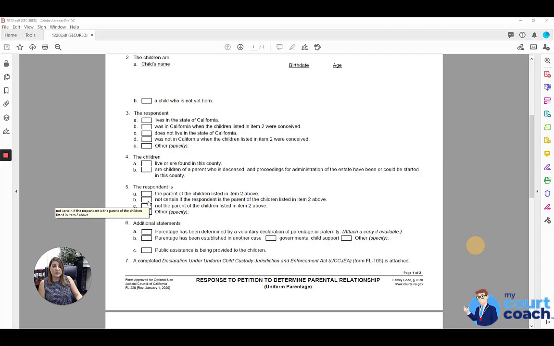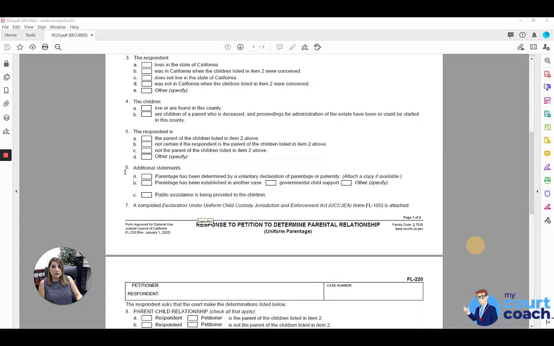If you're not sure if you're the parent of the children listed in item 2 above, mark 5B. If you just don't believe at all that you are the parent of the children listed in item 2 above, mark 5C. And if there's anything else you want the court to know about your relationship or role to these children, mark 5D and specify what that is in other.